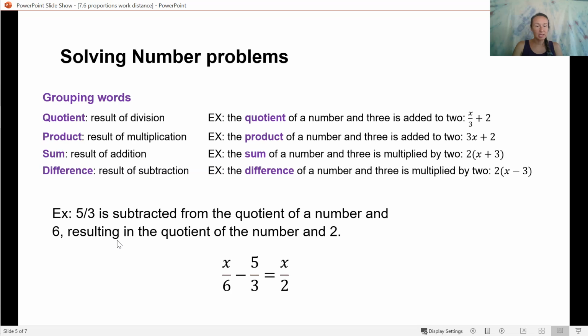When they say resulting, we are resulting in, that means equals the quotient of the number and 2. So we're going to do the quotient of the number and 2, which is x over 2. Okay. If you want to pause the video here and work through that language on your own, that's a good idea.